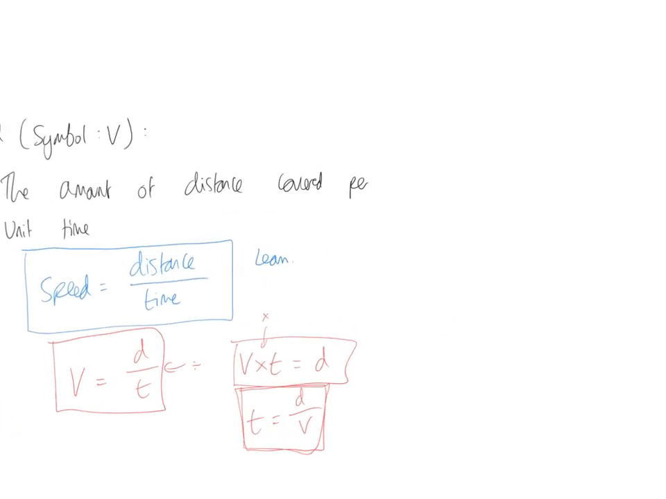Let's now have a look at an example. Let's use Usain Bolt. Now he's run 100 meters, as we know. It took him 9.58 seconds, if I remember correctly. So what is his speed? Why don't you pause the video and have a go at that?